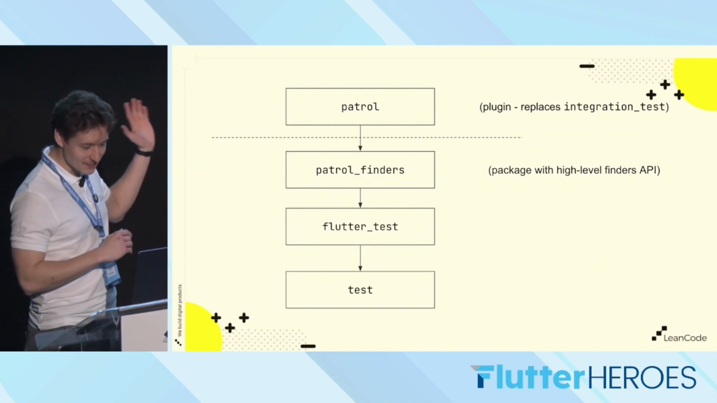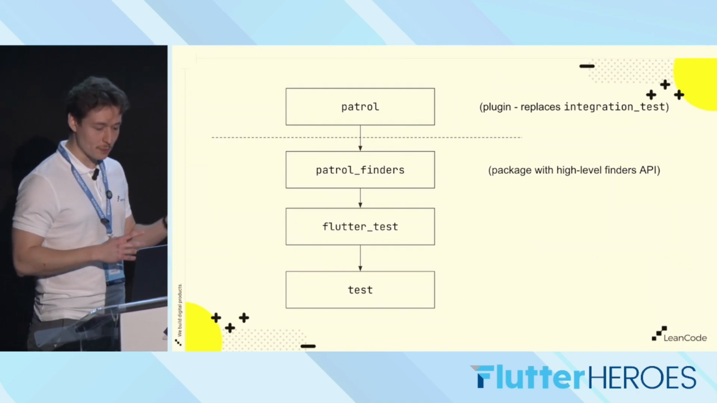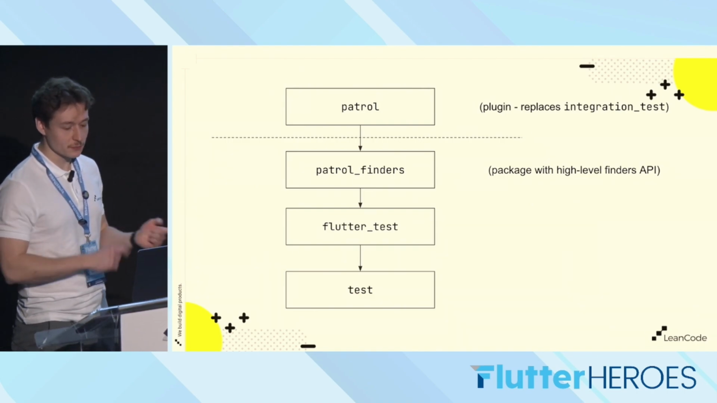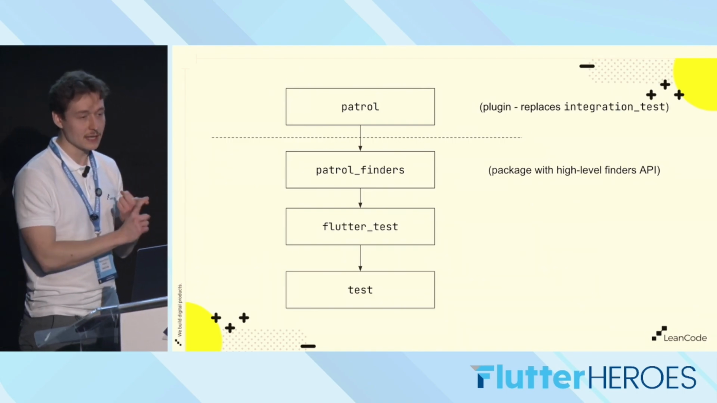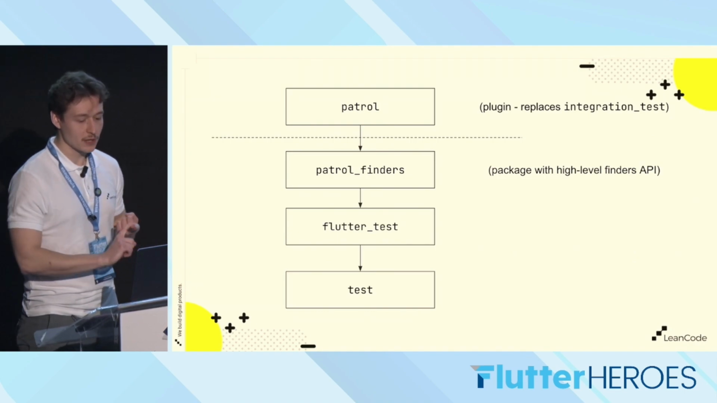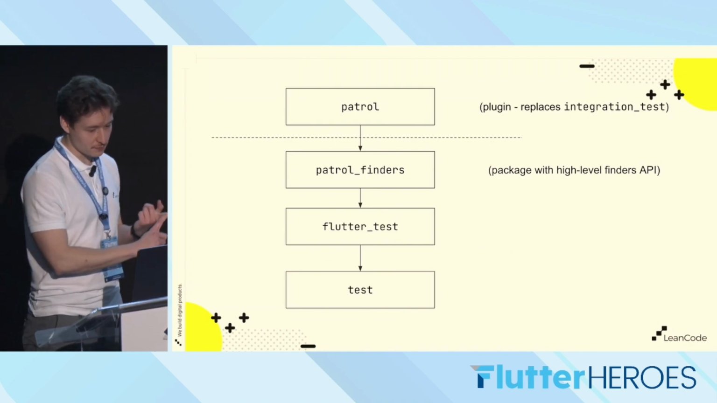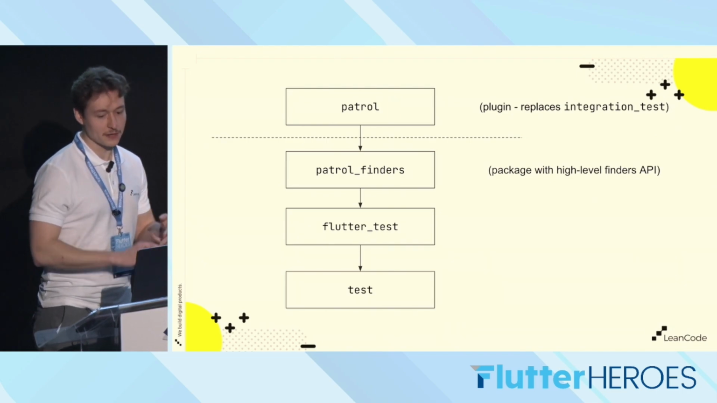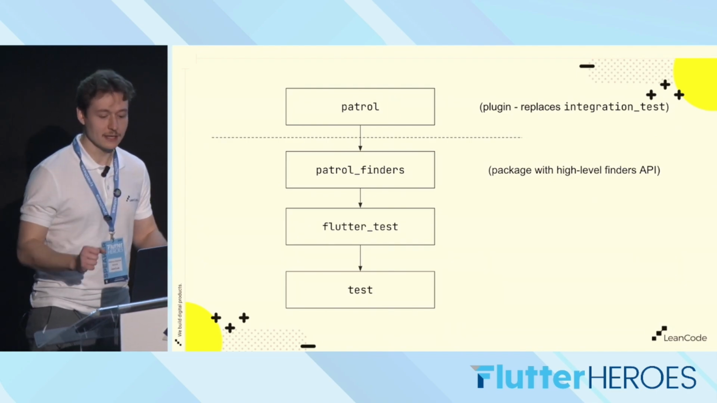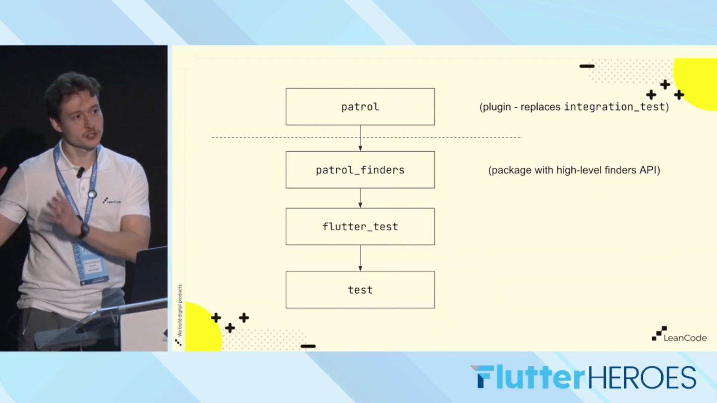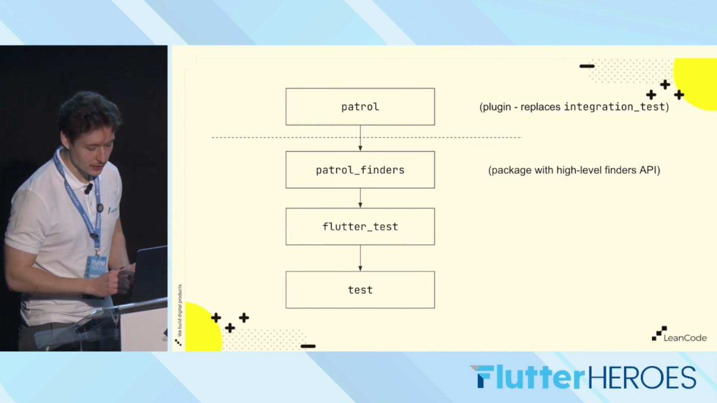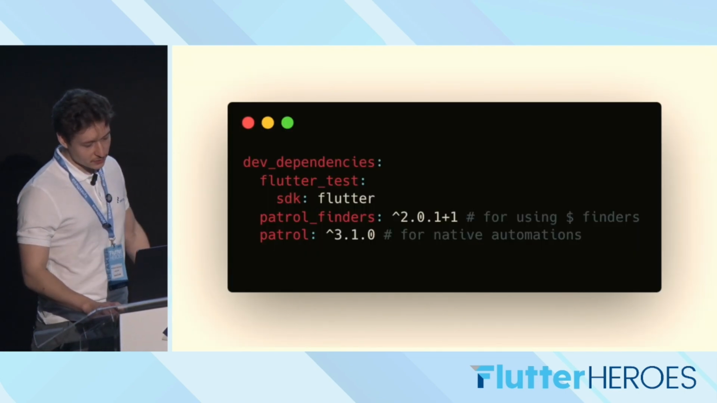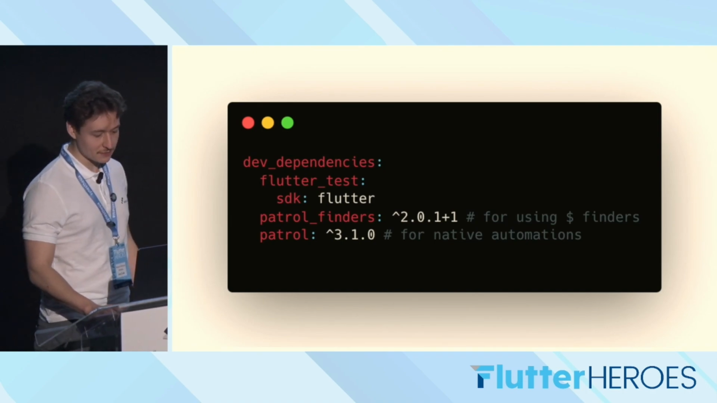So let's see the architecture. We have two packages, one plugin and one package. We have Patrol Finders, which is just a high-level API over Flutter test. And it's just a Dart package, like a Flutter package. It's not related to native stuff. And for the native stuff, we have Patrol, which is a plugin. It's the equivalent of integration test, so it replaces it, basically. Patrol Finders and Patrol both are dev dependencies.